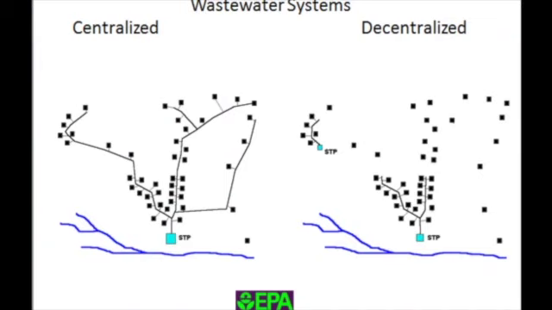These map view diagrams provided by the EPA illustrate the difference between a centralized and a decentralized wastewater system. The image on the left shows how each house has a pipe leading to a centralized sewage treatment plant represented by the teal box. The image on the right shows how densely populated areas have sewage treatment plants, but less densely populated areas do not.